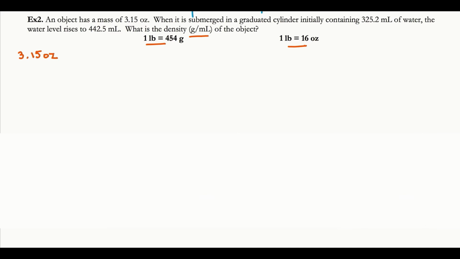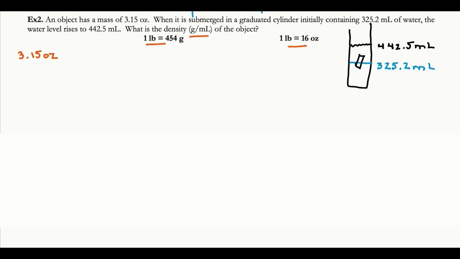I also need to discuss the fact that it tells me I've got a graduated cylinder. It initially has a volume of 325.2 mL of water. Well, why does that matter? Well, they're not directly telling me what the volume of my object is. Instead, what it's saying is, hey, if I take this object and I drop it into water, then that will cause the water level to rise to 442.5. So without the object, it was 325.2.